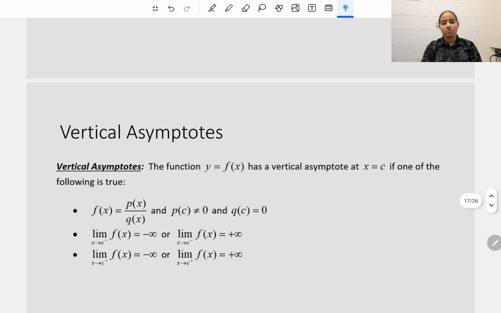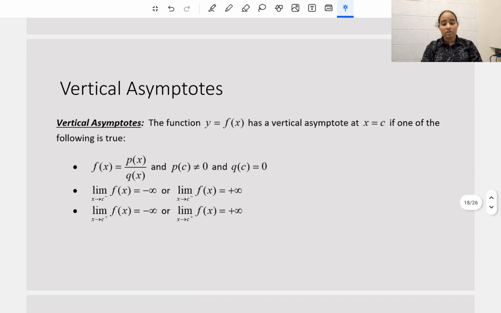So let's look at vertical asymptotes. A function f of x has a vertical asymptote at x equals c if one of the following is true. Firstly, f of x equals p of x over q of x, and p of c does not equal 0 and q of c equals 0.